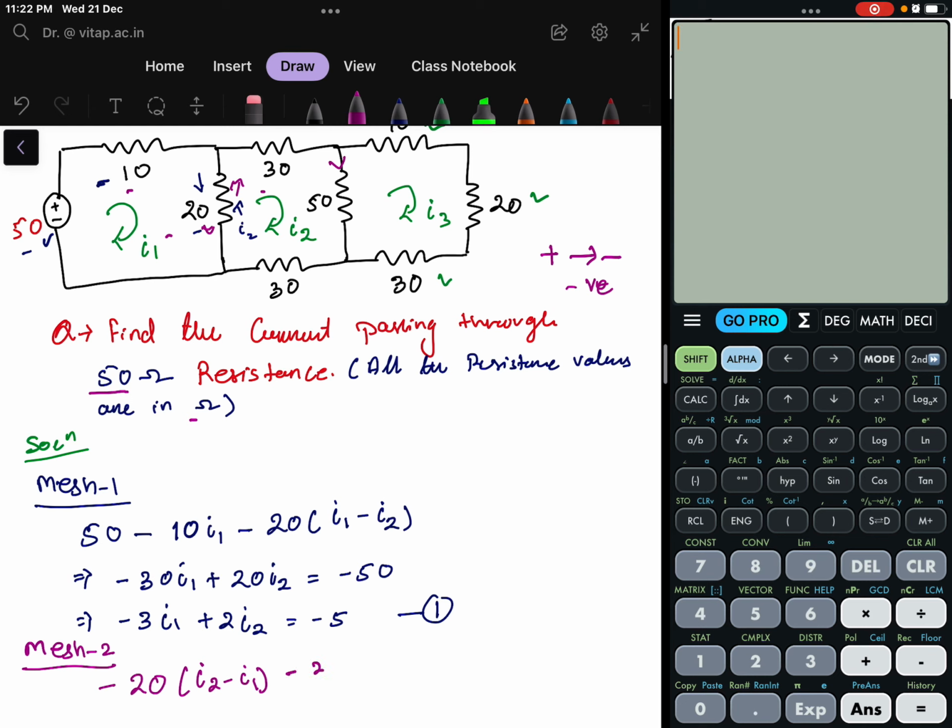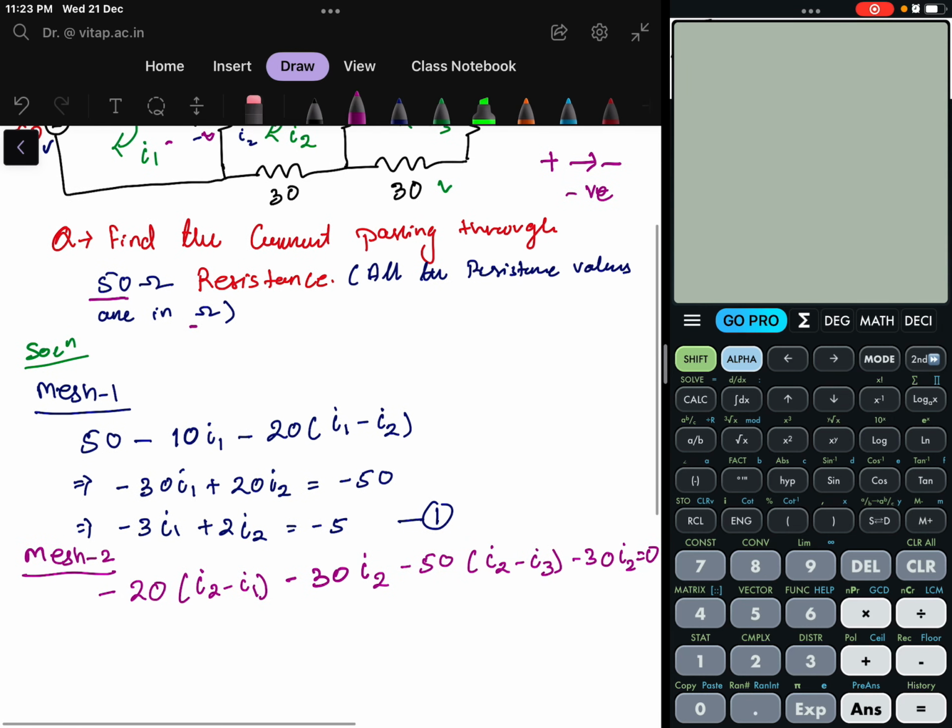Then minus 30 into I2, that is the loop 2 current, minus one more resistance, that is 50, so 50 into I2 minus I3, because 50 is shared by 2 loops, that is mesh 2 and mesh 3. Then one more resistance is there, minus 30 into I2, that is equal to 0.